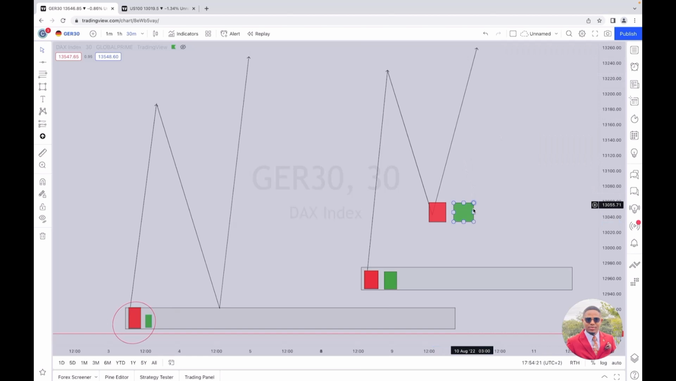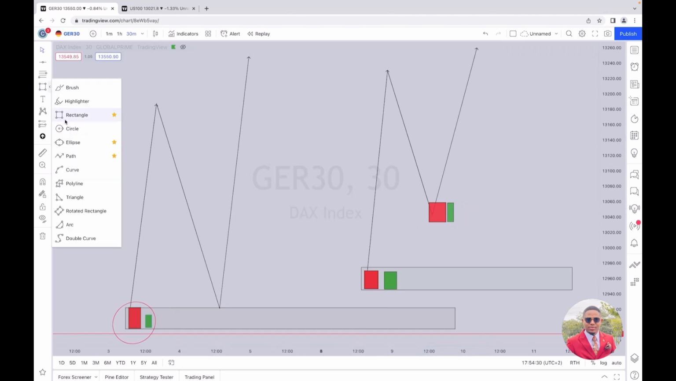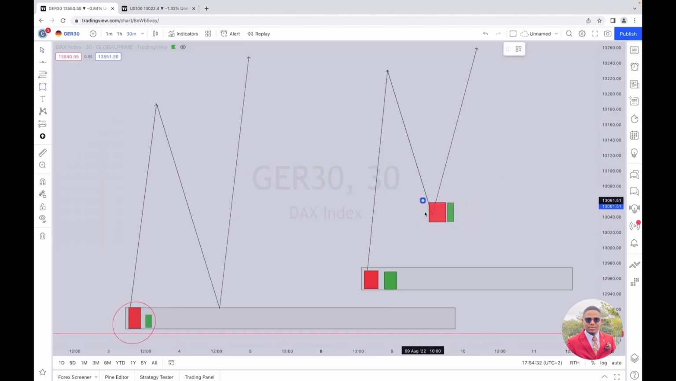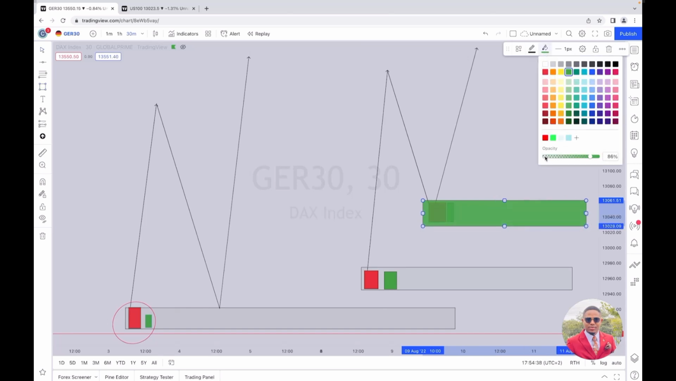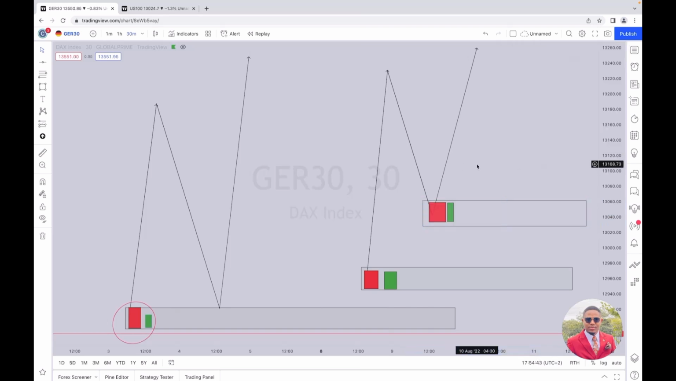Then after that, you are going to draw your OB, your order block, again here. When you draw your order block like this again, exactly like this, after drawing it here, you are going to see that price will come back here.